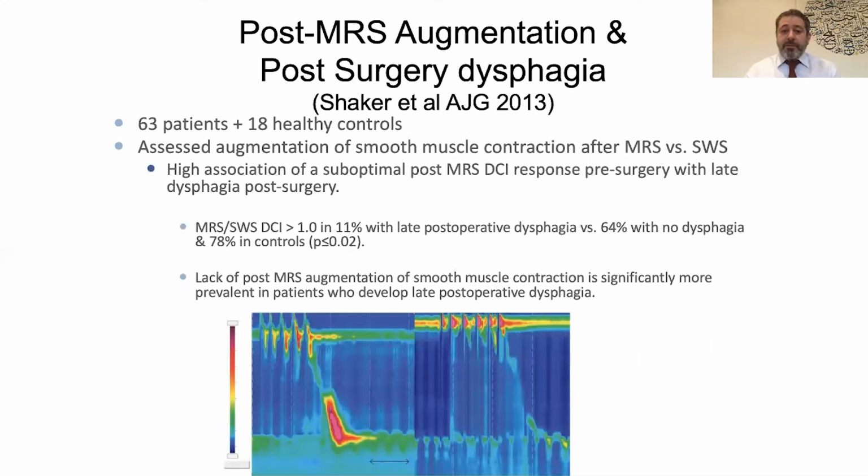of the DCI, the distal contractile integral. Anything greater than 1 is considered normal. Less than 1 is more likely to be associated with dysphagia following anti-reflux surgery.